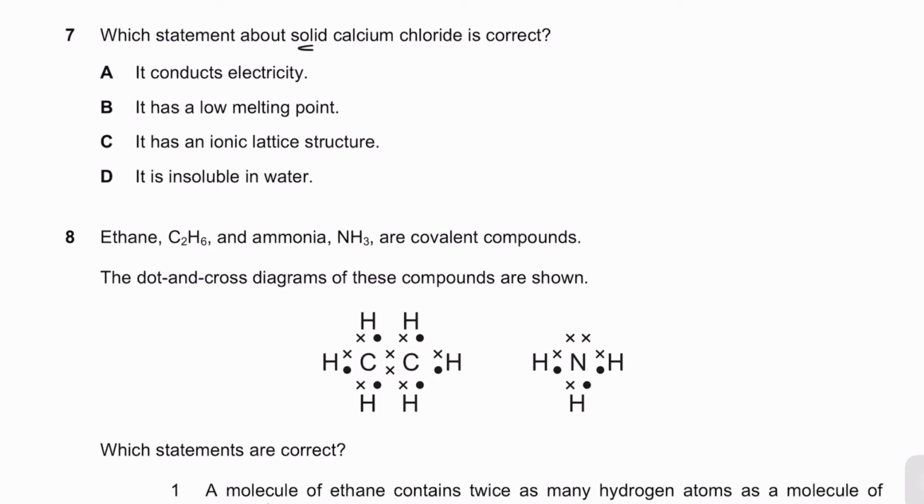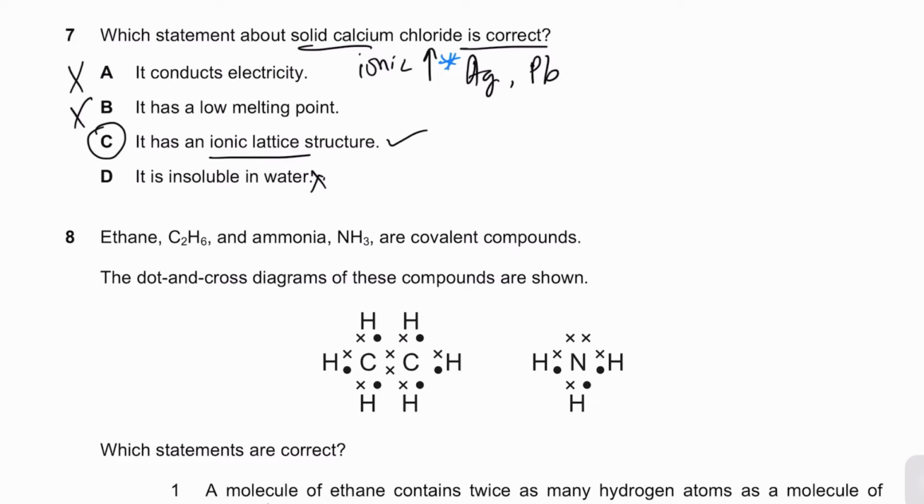Which statement about solid calcium chloride is correct? It conducts electricity? It is ionic, and ionic compounds do not conduct electricity when they're solid. It has a low melting point? No, ionic compounds always have a high melting point. It has an ionic lattice structure? Yes. It is insoluble? No. Most ionic compounds are soluble in water, and this is a calcium salt and a chloride. All chlorides are soluble except silver and lead chlorides, which are insoluble. So the answer is going to be C.